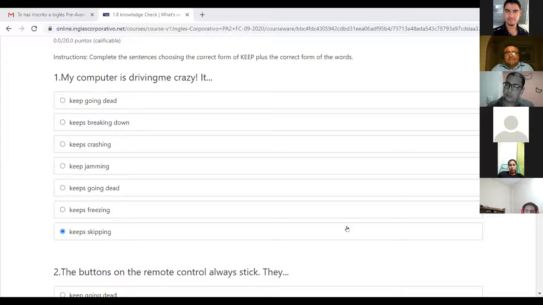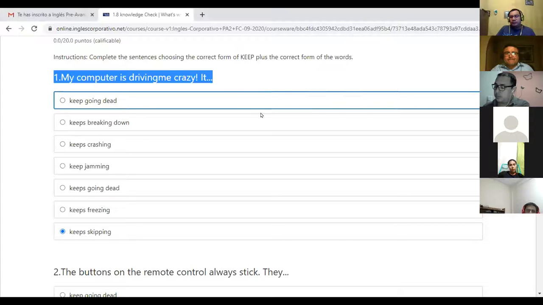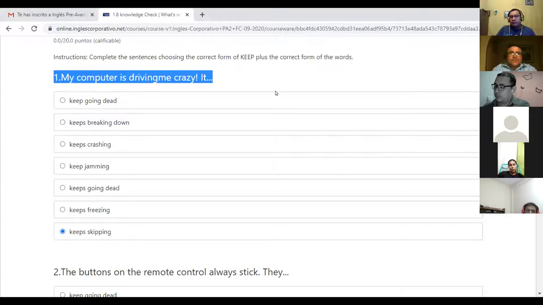Simple. Is. Yes. Am, is, are. Very good. Am, is, are are the three forms of the verb to be in present. Very good. So any questions so far? No.